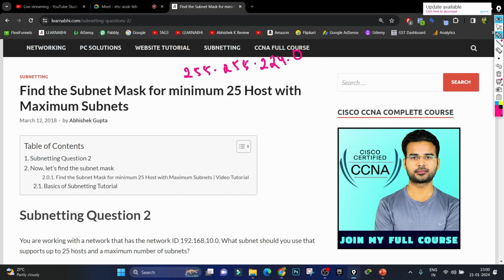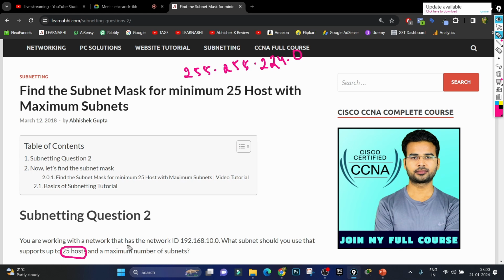So see, here you see what is in your hand. What subnet should you use that supports 25 hosts and the maximum number of subnets? Here it is showing you the number 25 hosts, which means this is in our hand. We can find the number of hosts. Got it?